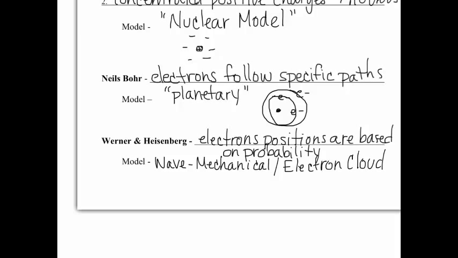So we're going to draw in our nucleus like so, but our electrons could be anywhere outside of that, like so. So that's why they call it the electron cloud or the wave mechanical model.